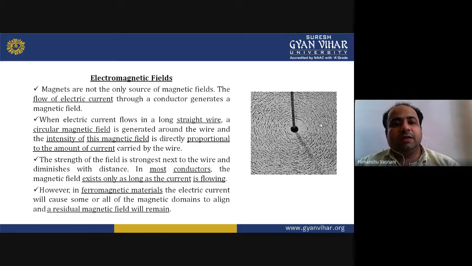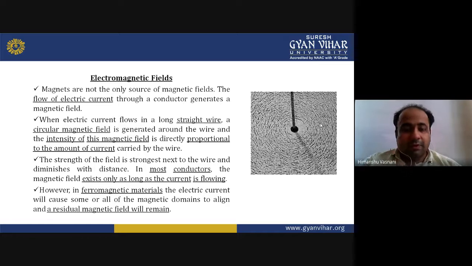Now we come to the next topic, which is called the electromagnetic field. See, it's not only magnets that are the source of magnetic fields. The flow of electric current through a conductor generates a magnetic field. Now, when electric current flows in a long straight wire, a circular magnetic field is generated around the wire, and the intensity of this magnetic field is directly proportional to the amount of current carried by the wire.